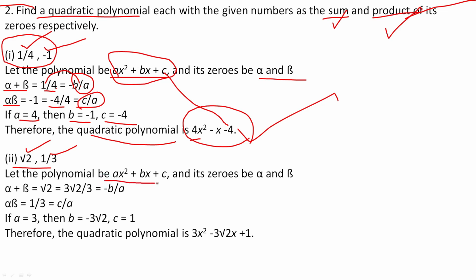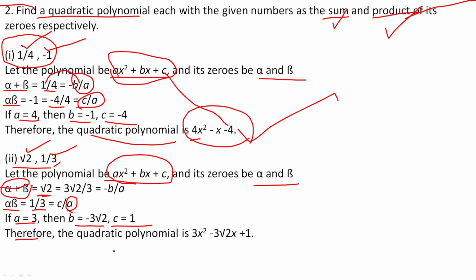We know that the standard form of the quadratic equation is ax square plus bx plus c. Its zeros are alpha and beta, which we already know. So the sum alpha plus beta is equal to root 2, that means 3 root 2 by 3, because a is 3 here. The product alpha beta is equal to 1 by 3. Here the value of a is 3, the value of c is equal to 1. A is equal to 3, so b is equal to minus 3 root 2 by 3.